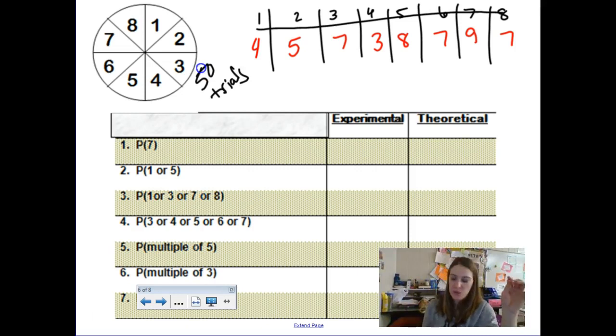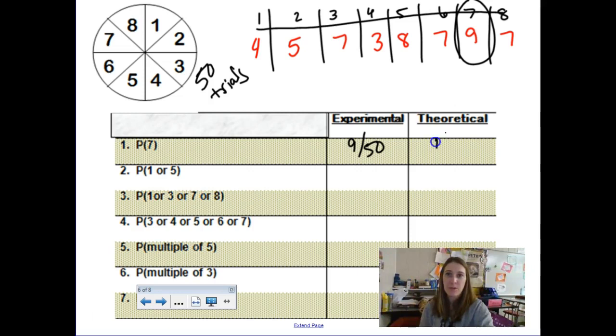All right, so experimental data is what's coming off this chart here. Theoretical is what should have happened. So experimentally, probability of it landing on 7, well, on 7 it landed 9 times, so 9 out of the 50 trials. But the theoretical probability of that happening would be 1 out of the 8 equal segments. Remember, there's 8 equal segments here. If you want a better comparison, we should put those as decimals, but I'm not going to bother doing that right now.